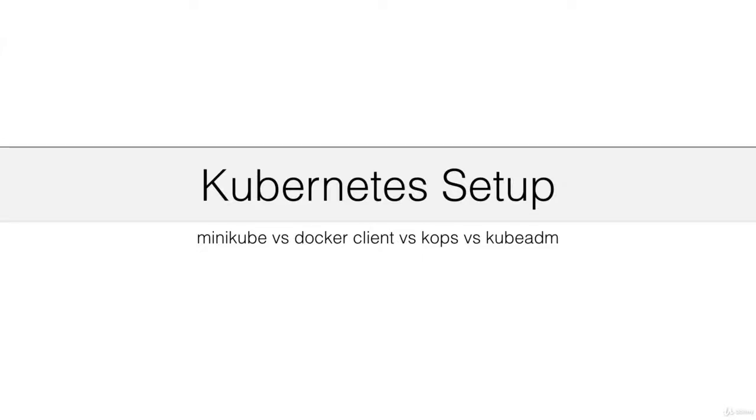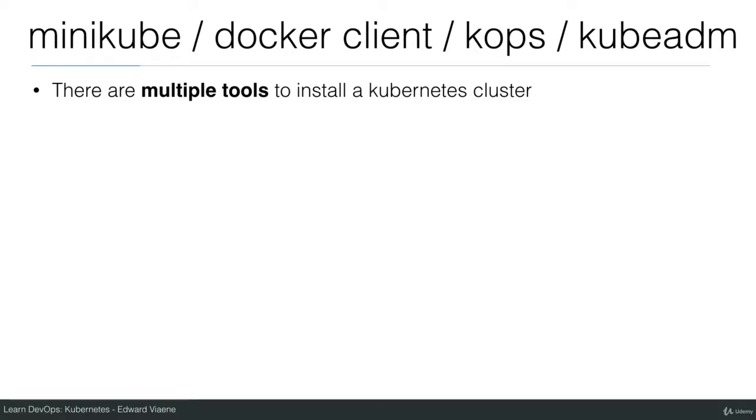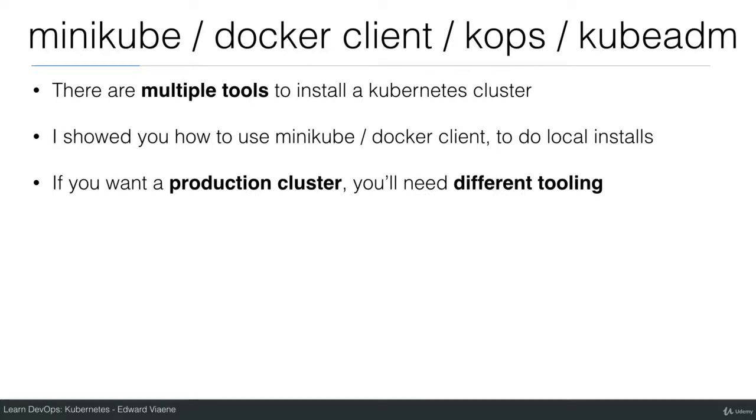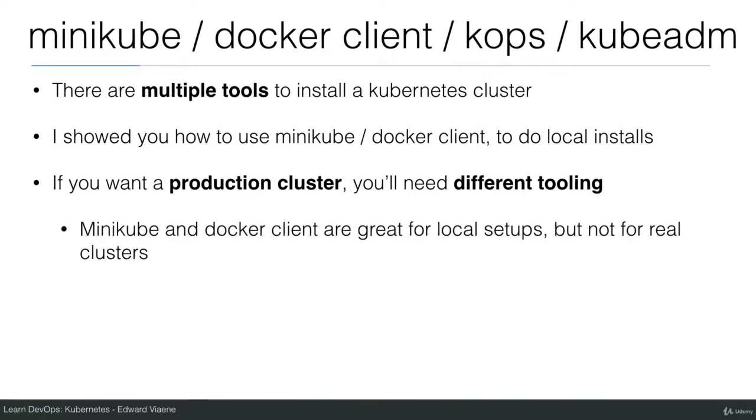I just showed you how to use Minikube or the Docker client to get a Kubernetes cluster. Now let's talk a little bit about other tools to run a production cluster. There are multiple tools to install a Kubernetes cluster. I showed you how to use Minikube and the Docker client. Those are for local installs. If you want a production cluster, you will need different tooling.